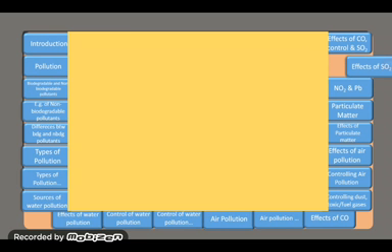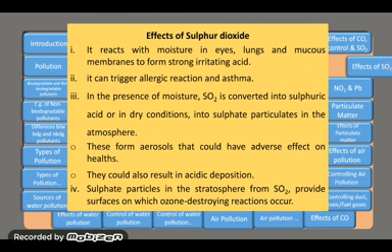Now let's see the effects of SO2. Effect of sulfur dioxide. 1. It reacts with moisture in the eyes, lungs, and mucous membrane to form a strong irritating acid. In this case, we will now be having itching in our eyes. Then 2, it can trigger allergic reaction and asthma. It can trigger some kind of ailment reaction in the body, and also it can trigger asthma. So asthmatic patients should not play with this kind of pollutant.